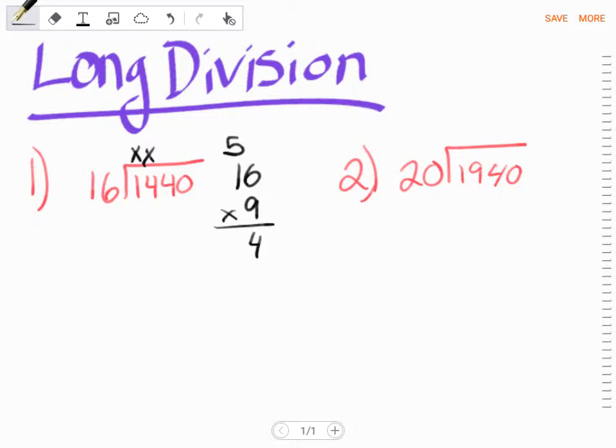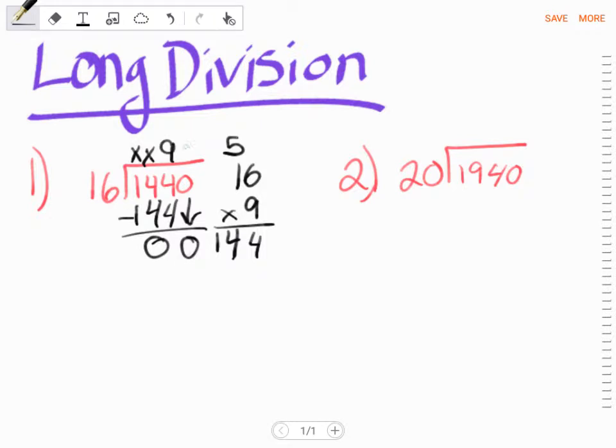9 times 1 gives me 9, plus the 5 gives me 14. Oh, and that one worked out. So I'm just going to take this 9 and stick it up here at the top. 9 times 16 was 144. Subtract, and I don't have anything left over. Now I do have to bring down this 0, and I do have to fill up this 1's position right here. You don't want to leave any places blank.